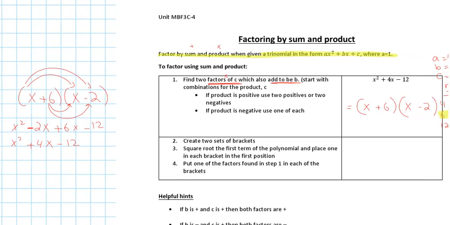Okay? So remember, we're looking for two numbers that multiply to C and add to what letter? B. Multiply to C and add to B.